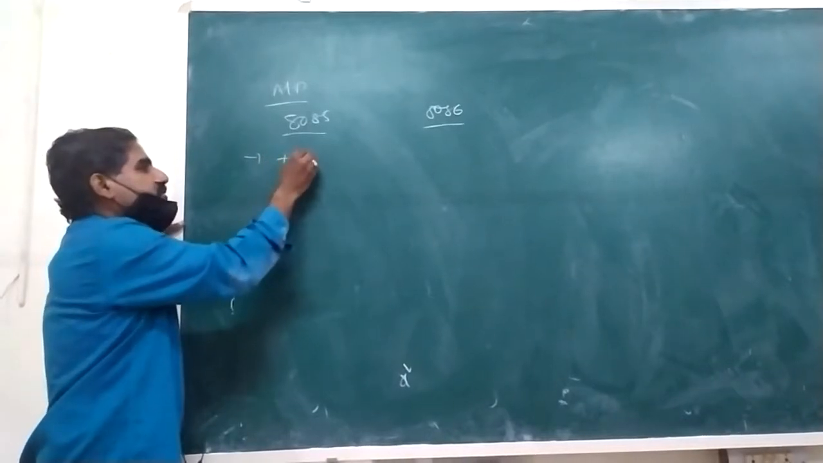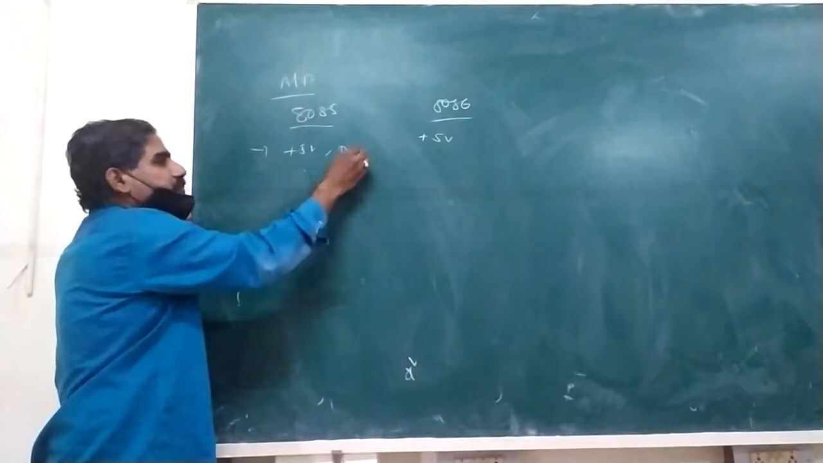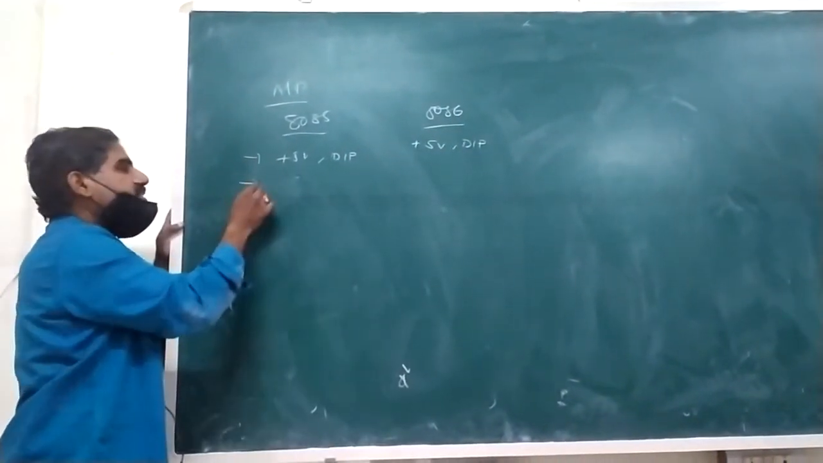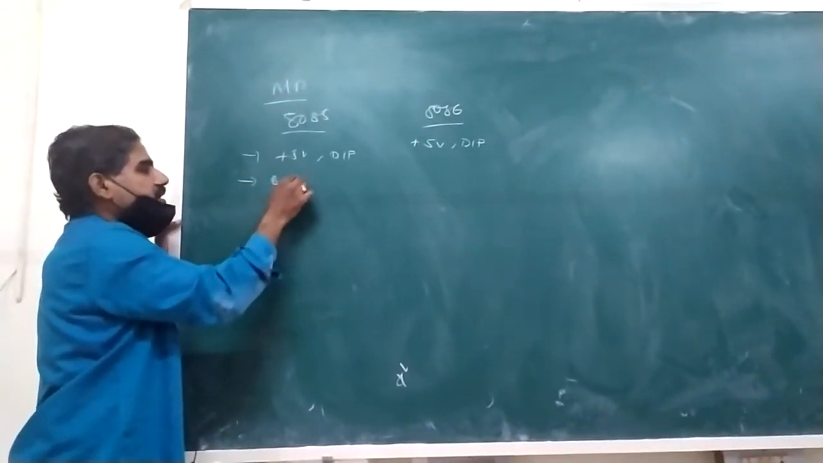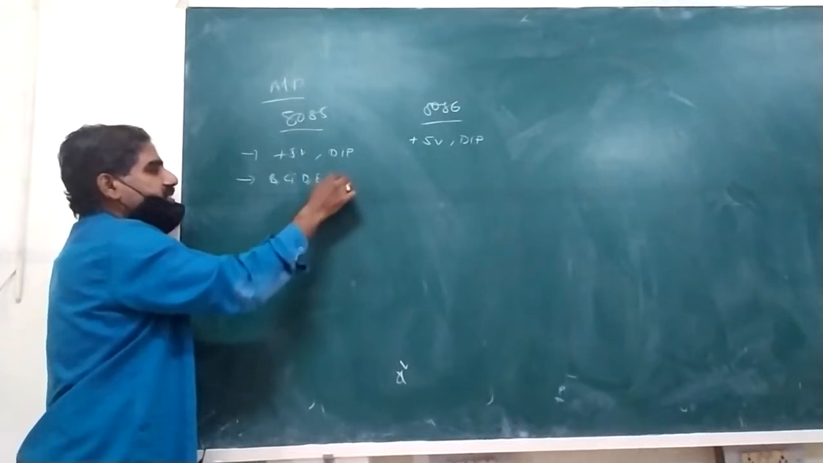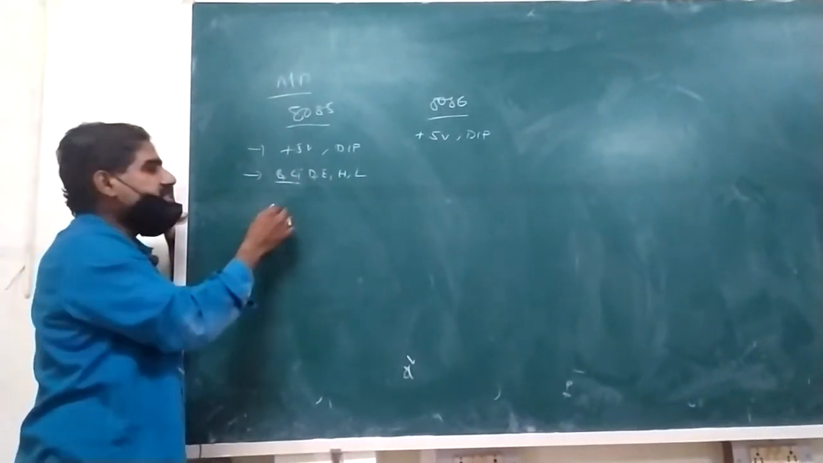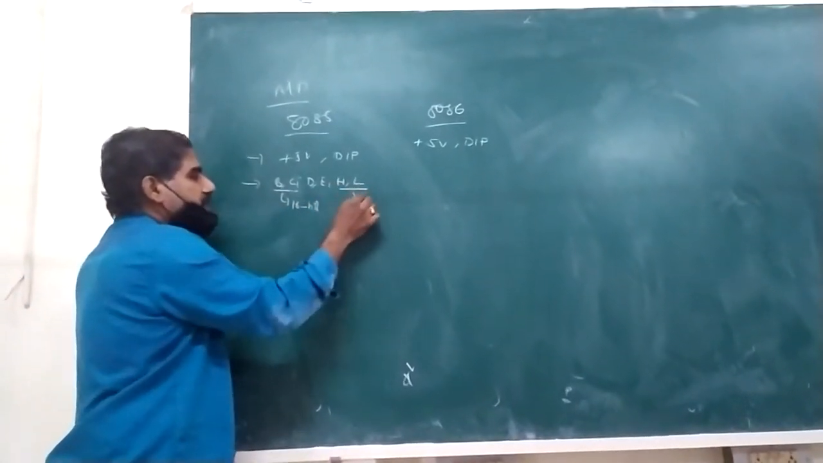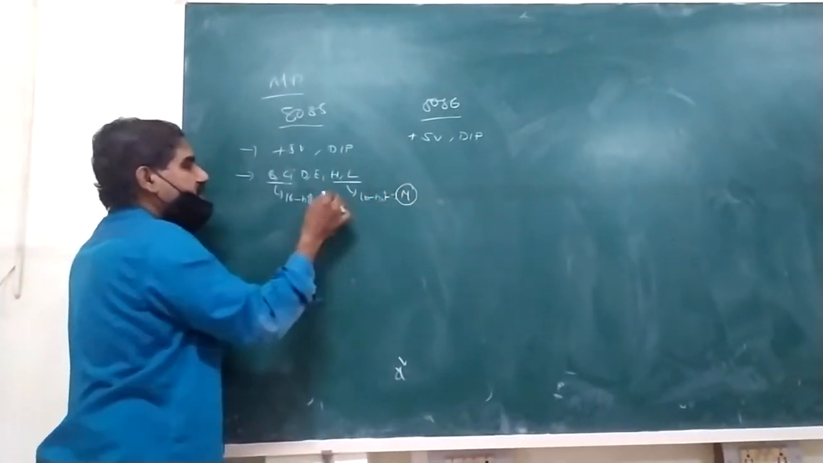Both require 5 volts to operate. Both are DIP packages, that is, dual in-line package. In the 8085 we have limited registers, namely BC, DE, HL. By combining B and C, it is a 16-bit register. HL is also 16-bit. We can call it the memory element.